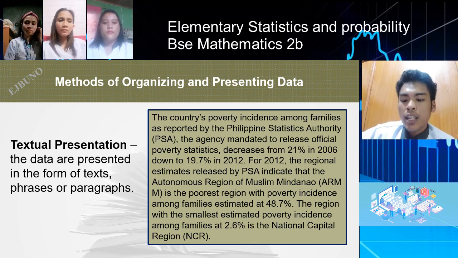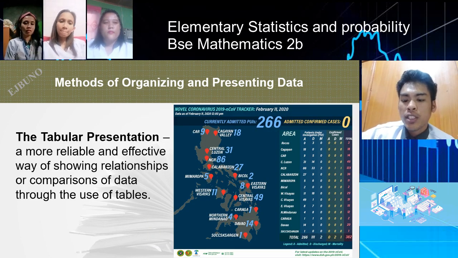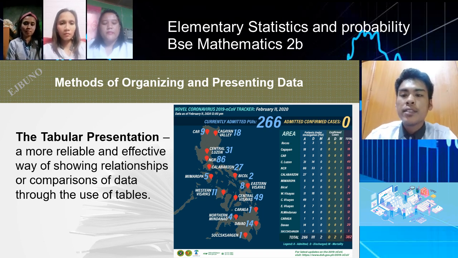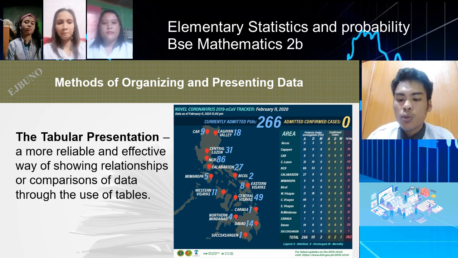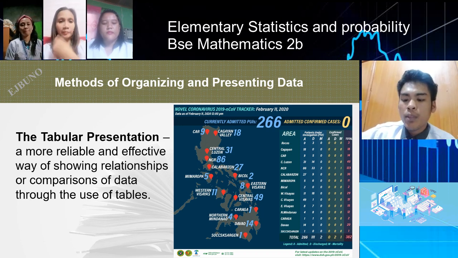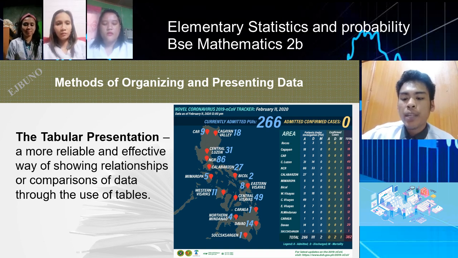And the tabular presentation, this is a more reliable and effective way of showing relationships or comparisons of data through the use of tables. It is applicable for large datasets. An example is the data as of February 11, 2020, wherein the number of admitted cases and confirmed cases in some provinces in the Philippines is presented in tables.